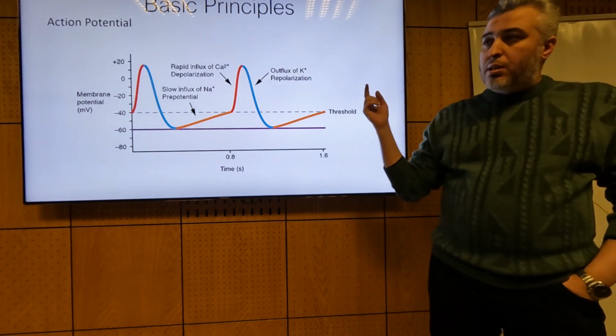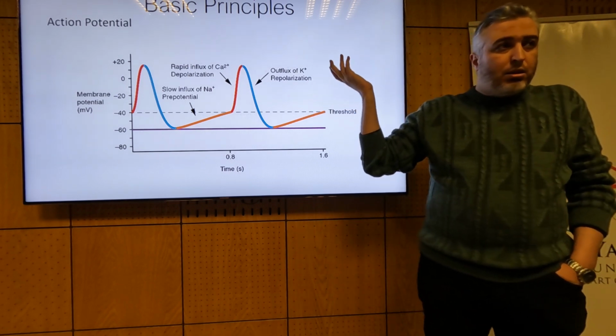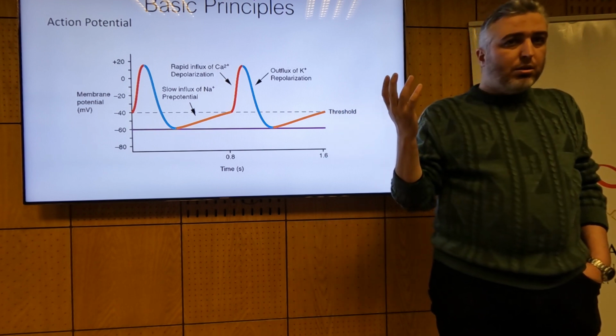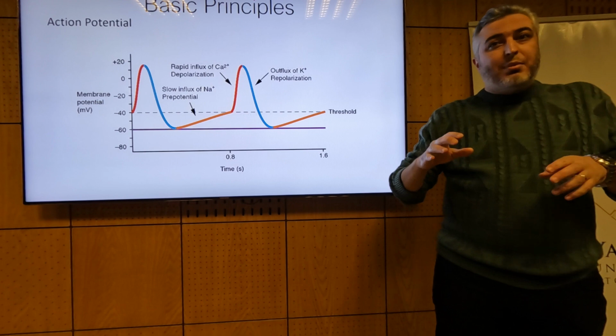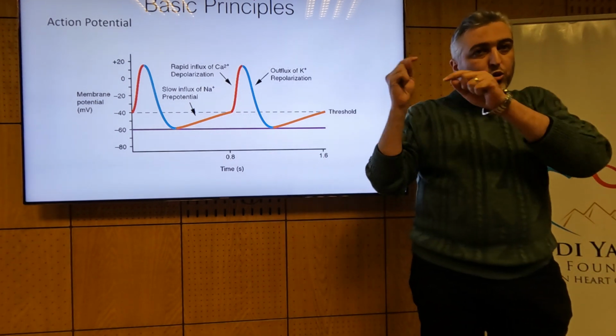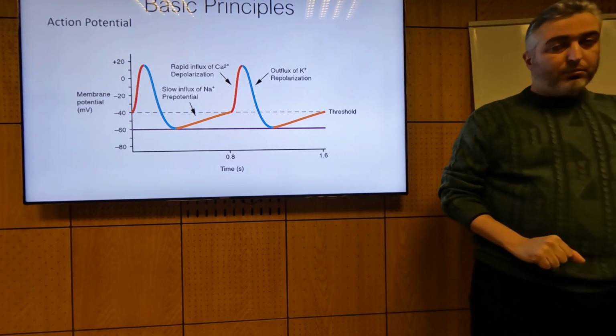And since they all have automaticity, which cell will take over? The faster. The SA node is the fastest in normal conditions, and that's why the SA node is the normal pacemaker for the heart.